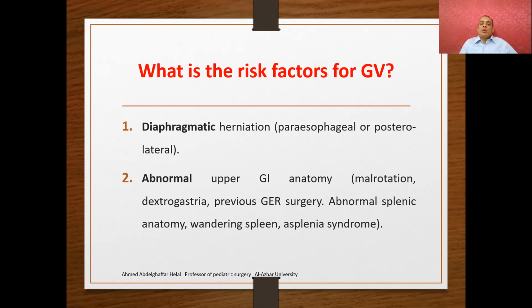The second risk factor is abnormal upper gastrointestinal anatomy. Infants and children with malrotation, dextrogastria, previous upper gastrointestinal surgery, abnormal splenic anatomy. Sometimes the cause of gastric volvulus is a wandering spleen or asplenia syndrome. All these presentations, all these causes may predispose to gastric volvulus.